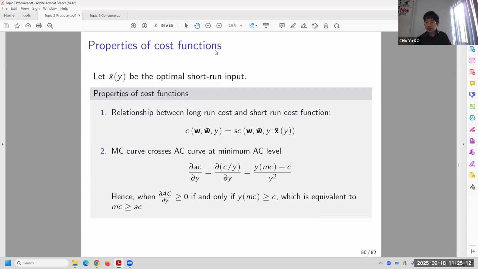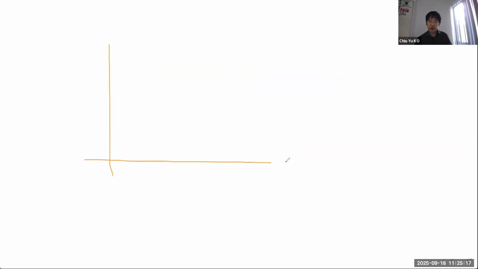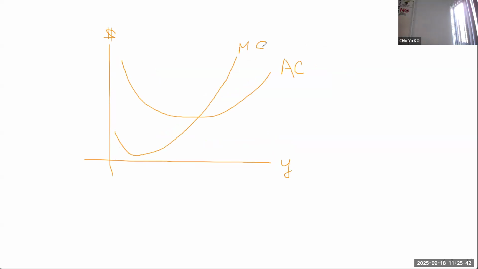So you learned in the principles class, there's a cost function. Say this is output, y. This is money. And very often you will see this graph. This is AC, average cost. And from undergrad you learn the marginal cost like this. This is the usual graph you see in the principles class.